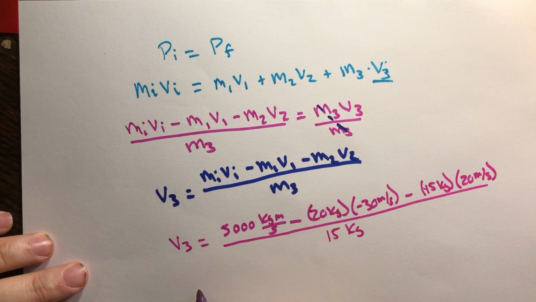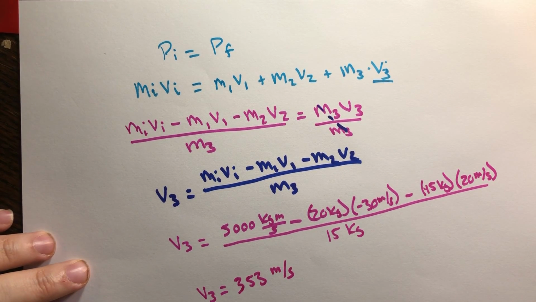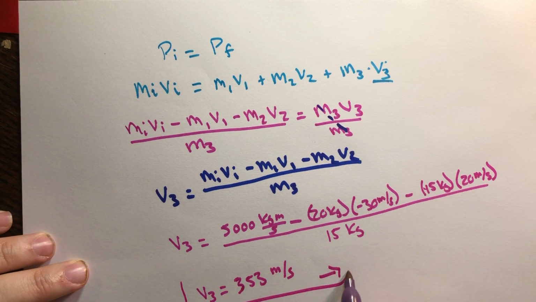Now, if we take all that, we can find the velocity of the third piece. We just plug in some numbers. It's 353 meters per second. Now, if you notice, that is a positive 353, which means it's going off to the right. And that is how we do it.